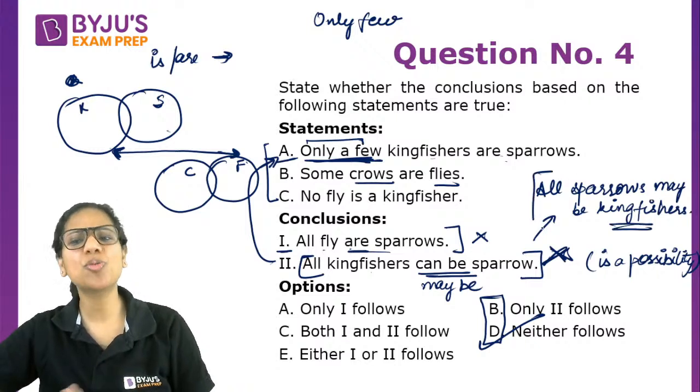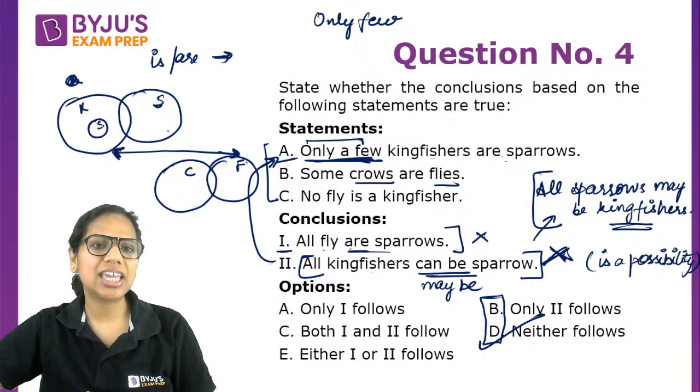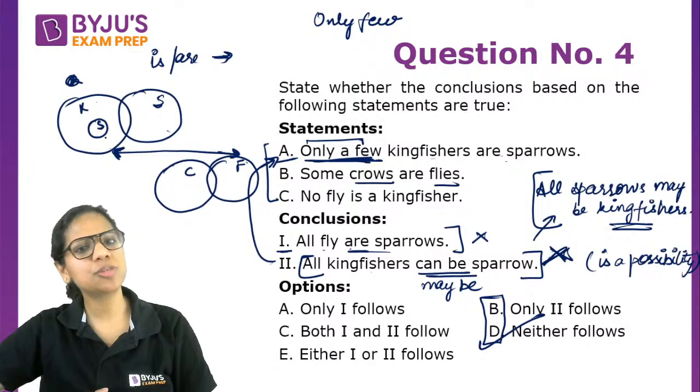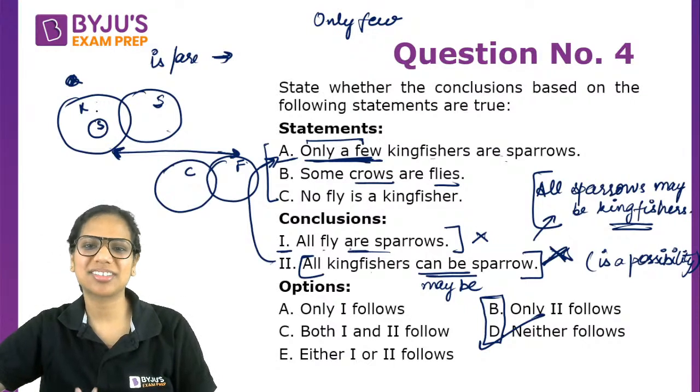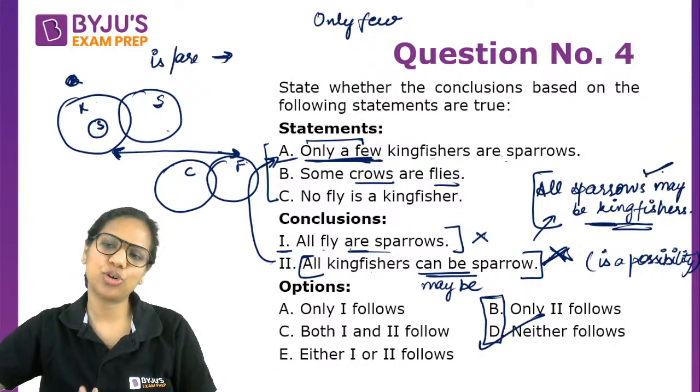This can be true. This possibility can exist. So sparrows can very well lie here, because in this case also only a few kingfishers are sparrows, but it's possible for all sparrows to be kingfishers. So, if the conclusion were this, it would follow. You are correct.